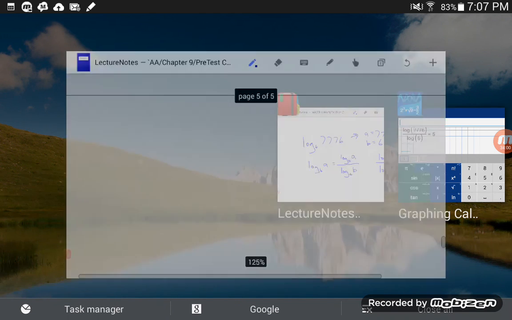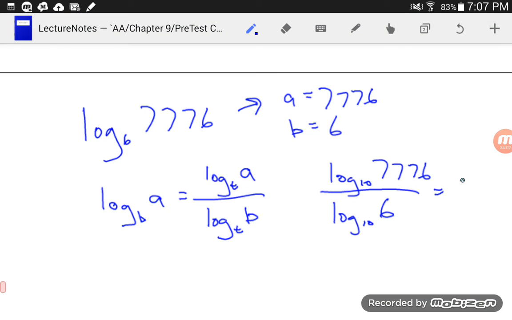Isn't that the answer that we came up with? 6 to the 5th power equals 7,776. So that's how we can use the calculator to quickly solve those and check our answers.